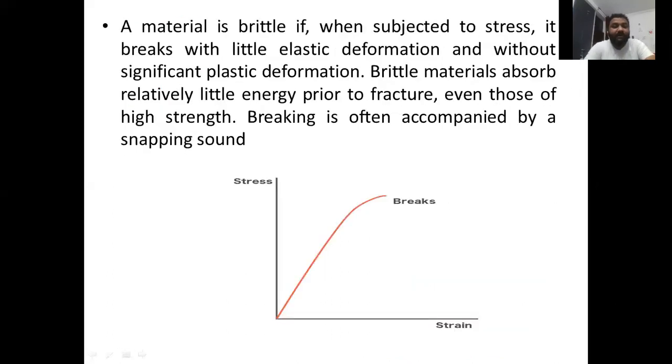Now for the brittle material, if it is subjected to stress, it breaks with a little elastic deformation and without significant plastic deformation. Means plastic deformation is almost negligible. Brittle materials absorb relatively less energy prior to fracture, even those of high strength. Breaking is often accompanied by a snapping sound. So this is the stress strain diagram for brittle material. So these are the stress strain diagrams for brittle and ductile material.